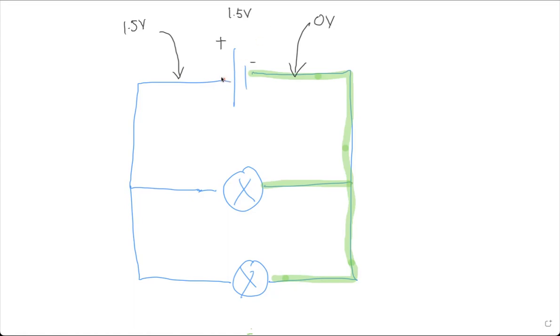Everything after the battery, if there's no other component in it, the orange part, will all have the same potential because there is no other component or battery source to change the potential. So everything along the orange line will be 1.5 volt. Clear so far?